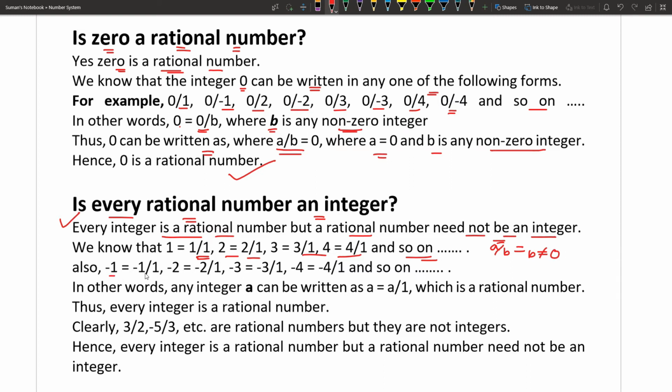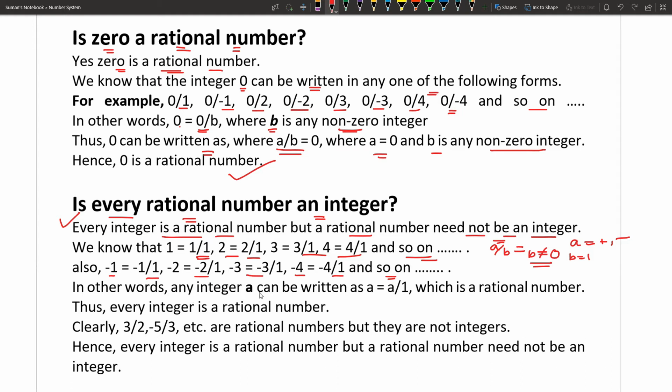Again, minus 1 is minus 1 by 1, minus 2 is equal to minus 2 by 1, minus 3 is equal to minus 3 by 1, minus 4 is equal to minus 4 by 1, and so on. So a can be any integer. It may be positive, it may be negative. But b must not be equal to 0. Particularly here, b is equal to 1. So we can write any integer in the form of a by b, where b is not equal to 0. So every integer is a rational number.